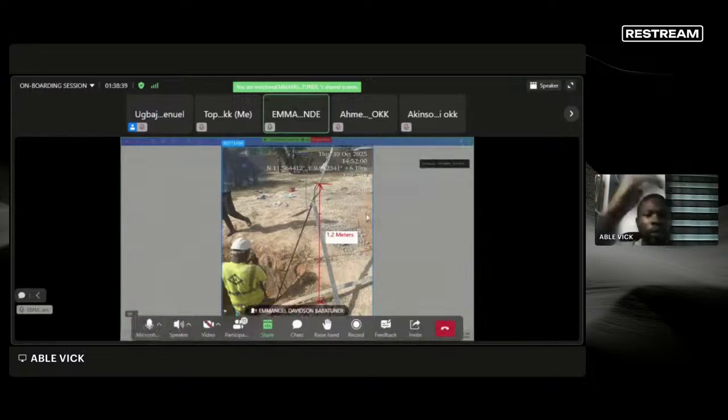Understand it. This is before backfilling, because if you backfill, you can't. Brace it, hold it, pin it down at that 1.2 meter and backfill. Even when backfilling, go back to confirm it.